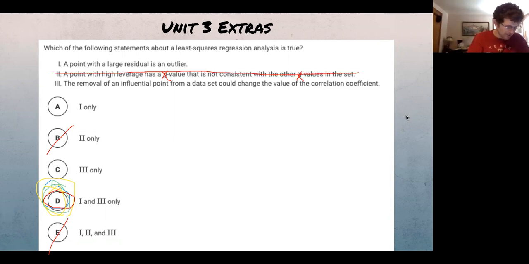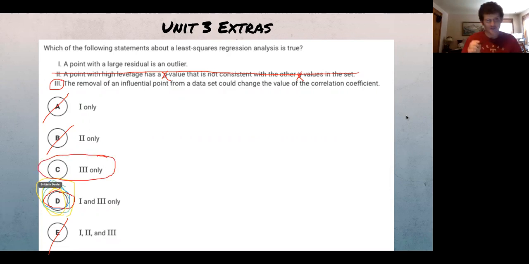1 says a point with a large residual is an outlier. 3 says the removal of an influential point from a data set could change the value of the correlation coefficient. I think 3 is definitely true. So I'm with you on that one. So I'm going to cross out 1 only because I think 3 has to be part of it. The question is, is 1 true? A point with a large residual is an outlier. And I'll go ahead and tell you right now, actually, the answer is C.